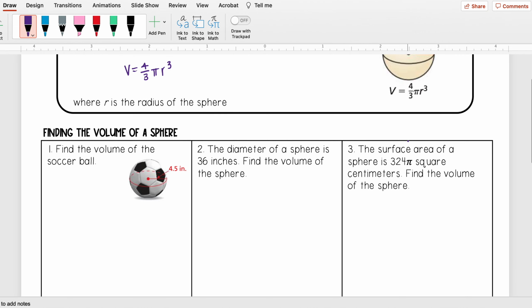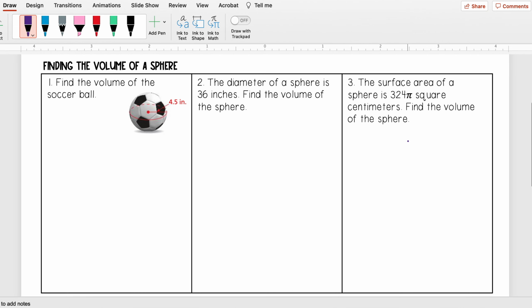So let's go through a couple of examples. First one, I want to find the volume of the soccer ball. And so I'm given the soccer ball and I see that the radius is 4.5 inches. And so I know that volume is equal to 4/3 pi r cubed. My first step is to go ahead and substitute in 4.5 for r. And so I get that this is equal to 4/3 pi 4.5 cubed.